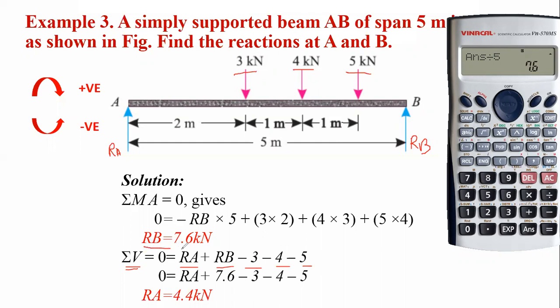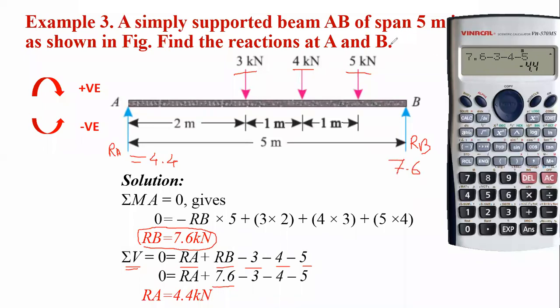Now here, Rb we have already found out, put this value over here, 7.6. Now if you solve this, 7.6 minus 3 minus 4 minus 5 is equal to minus 4.4. Now this minus term, if you are taking to this side, becomes plus 4.4. That's why your reaction Ra will be 4.4. Okay, so the reaction Ra is 4.4, and your reaction Rb is 7.6.